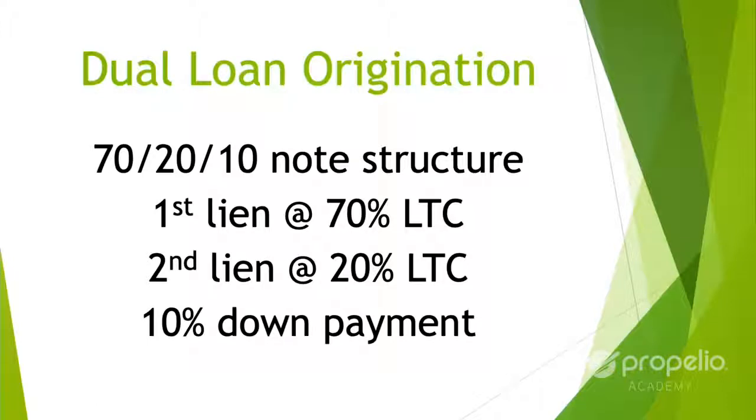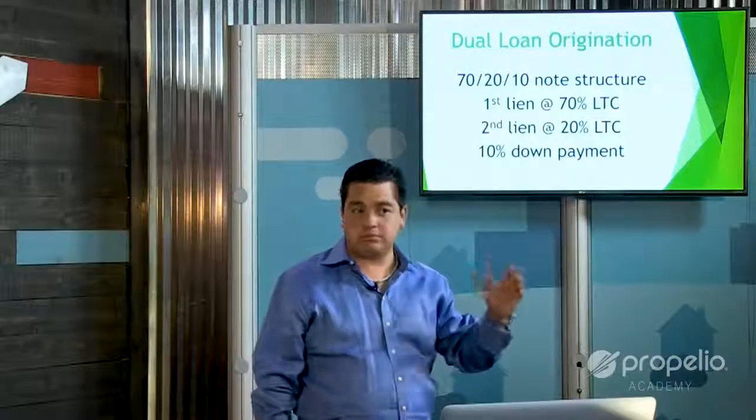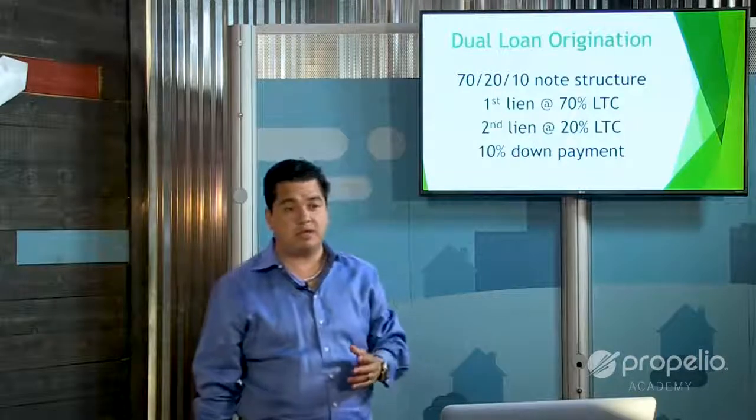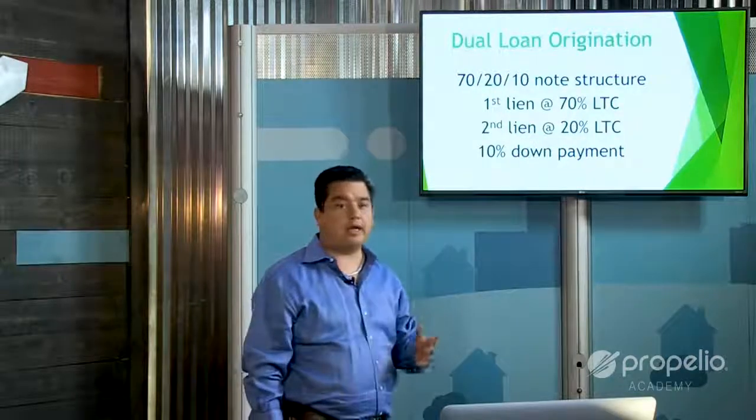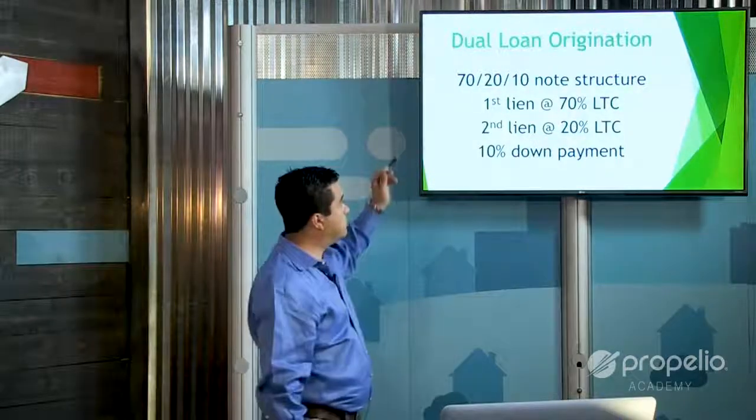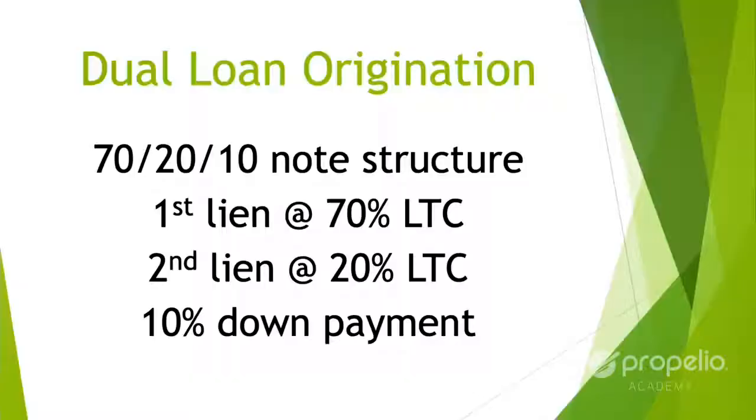70-20-10. But you can build 60-30-10. You can build a 70-10-20. It really doesn't matter. What do these numbers correspond to? Let's break them down. The first number is going to be the LTV of the first lien position. First lien position at 70% loan to cost.